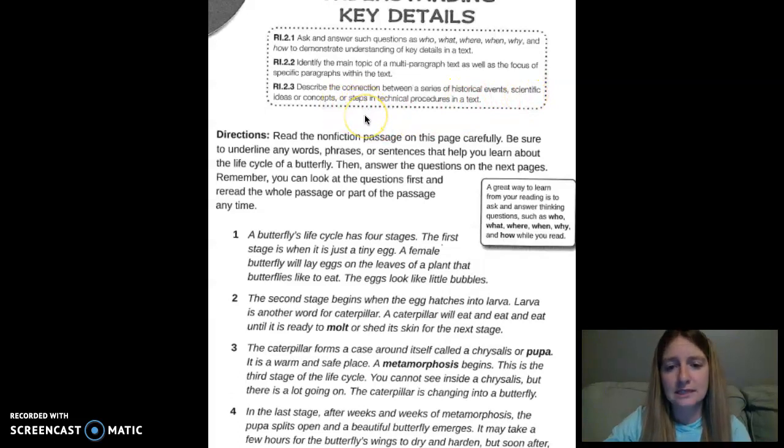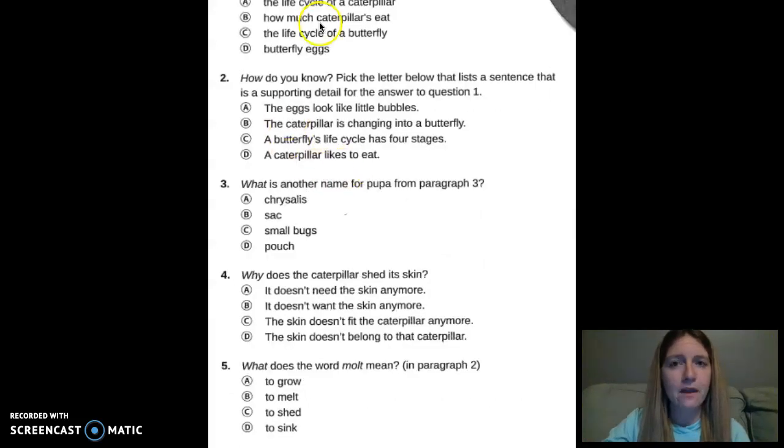So in the directions it said we could go look at the questions first and then come back and read it. So it gives us an idea of what we should be looking for and listening for when we read. So let's do that. The first one says, what is the passage mostly about? How do you know? So this must be one of those questions where I have to answer this first and then give proof with number 2.